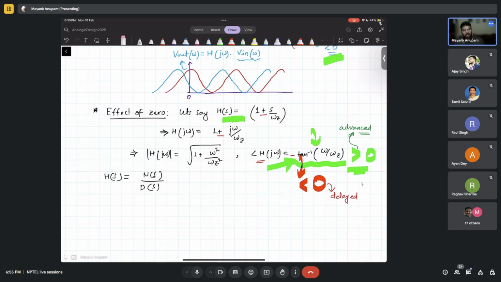If there is a zero, and let's say it is a left half plane zero, which means that the system is getting advanced, the pole will do its equivalent job and make sure that the overall system is delayed. The delay will be reduced, but still there will be a delay. Okay. Yes, sir. All right.